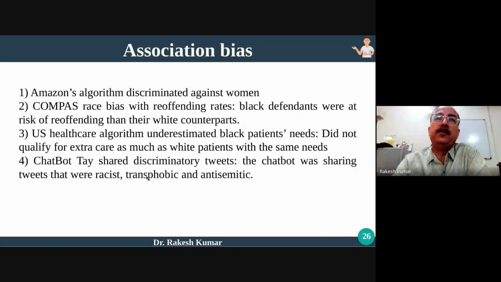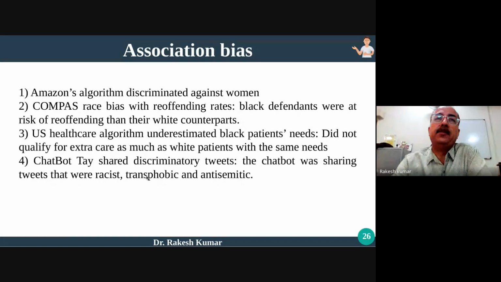These are four important examples which I am showing here, in which machine learning programs fail altogether. Number one, Amazon's algorithm discriminated against women. Number two, COMPAS showed race bias with reoffending rates: Black defendants were labeled at higher risk of reoffending than their white counterparts. Number three, a US healthcare algorithm underestimated Black patients' needs, so they did not qualify for extra care as much as white patients with the same needs. Number four, a chatbot shared discriminatory tweets that were racist, transphobic, and anti-Semitic.